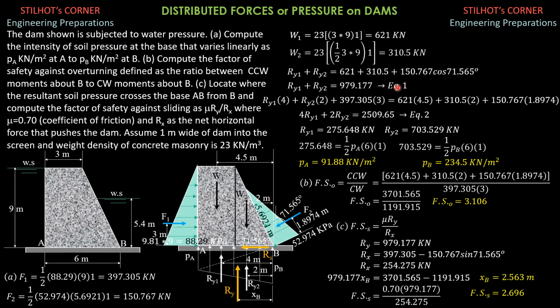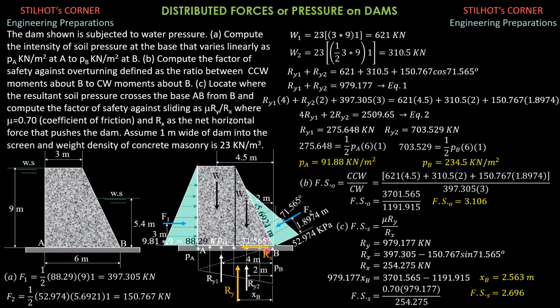Call that equation 1. To find another equation, we sum up moments about B for equilibrium. So we have Ry1 times 4. By the way, Ry1 is represented by this volume of the soil pressure diagram, which is a right triangle, then perpendicular to the screen again is 1 meter. So it acts here, at 2/3 of the base width, which is 6 meters. So 2/3 of 6 is 4 meters.